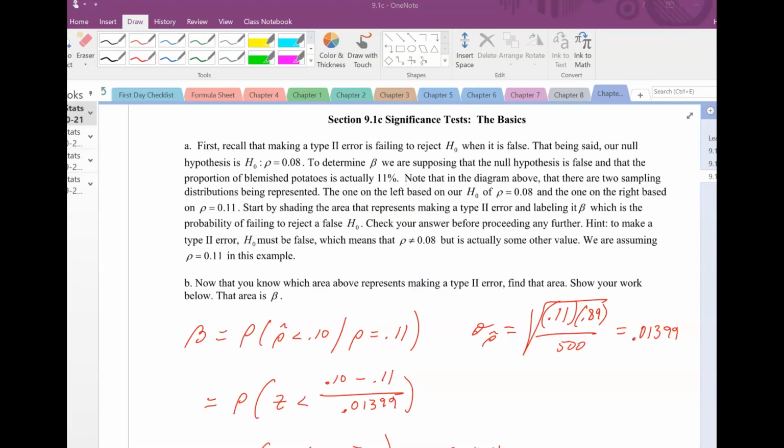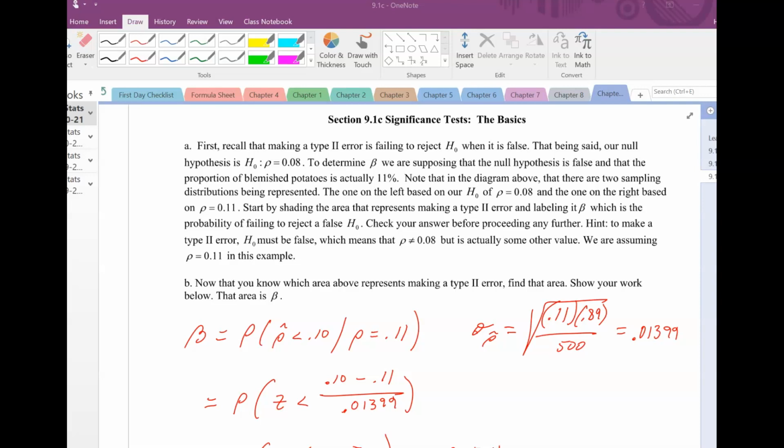All right, now that we've identified which area on the diagram represents the type 2 error, I'm going to talk you through these calculations for actually figuring out the value of beta. So beta is the probability that p hat is less than 0.10. Remember, that was to the left of the rejection line because we're failing to reject. Given that p is actually equal to 0.11. So that means, given that we're looking at that second distribution that was outlined in blue, where the mean was 0.11, what's the probability of getting something less than 0.10 given that the mean is 0.11?